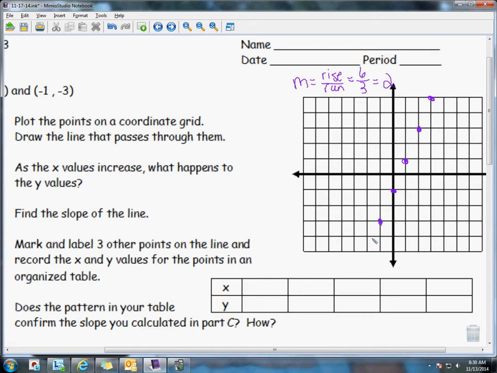To finish my graph on the other side, since I went up and to the right, I'm going to go down 2 and to the left 1. And I can only do that once. I'm going to go ahead and connect my dots.